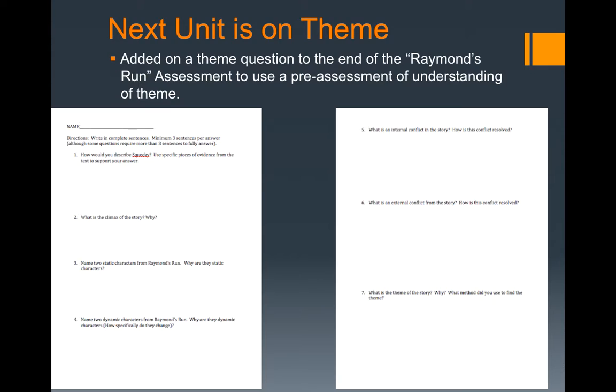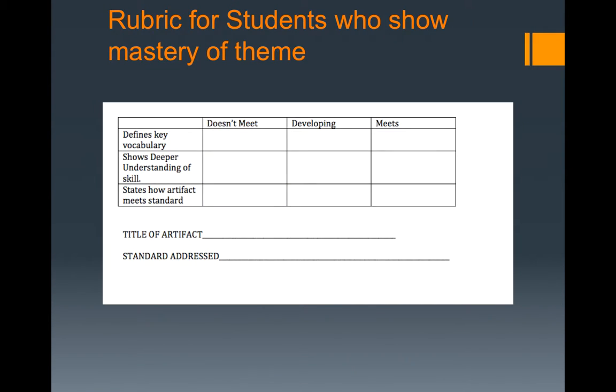So then when we go into our next fiction unit, which is on theme, we'll have an idea of what students already know: what theme is, how to find a good theme, and what methods they can use. We can use that information to compact the curriculum for students that have already shown mastery of it. And I figured I would just use the same rubric for students who have shown mastery of theme.